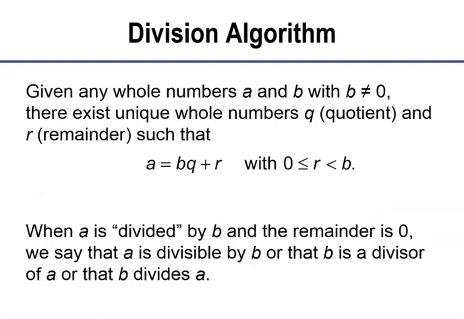And here's your division algorithm. Now, it might not feel like what we just did, but really this is exactly what's going on here. So given any whole numbers A and B, as long as B is not equal to 0, then there exist unique whole numbers Q, remember Q is our quotient, and R is your remainder.